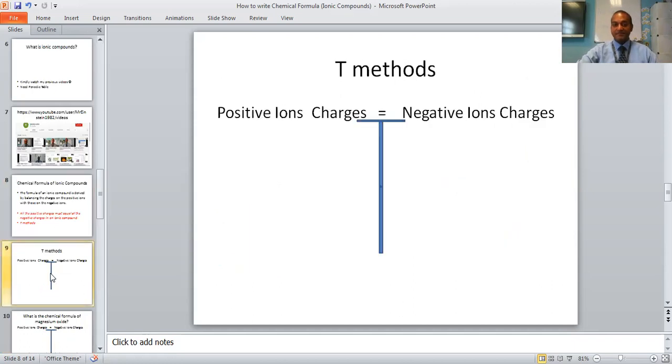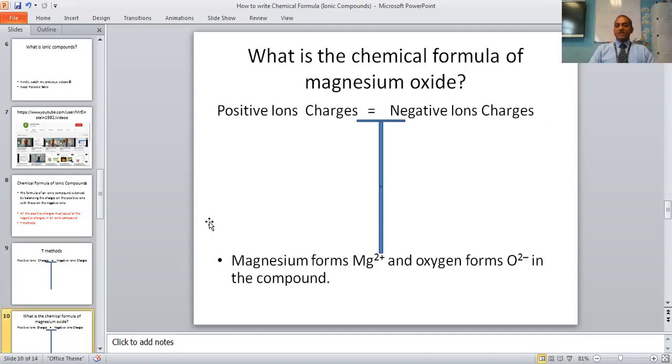In this method, we will divide positive ion on one side and negative ion on the other side, and we basically want to make the positive ion charges equal to the negative ion charges, and we can get the name and the formula of those compounds. So for an example, what is the chemical formula of magnesium oxide? Magnesium forms Mg2+ and oxygen forms O2- in the compound.